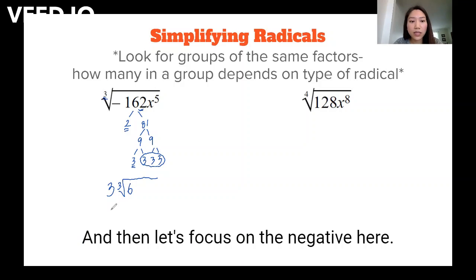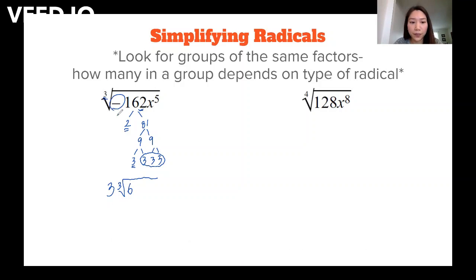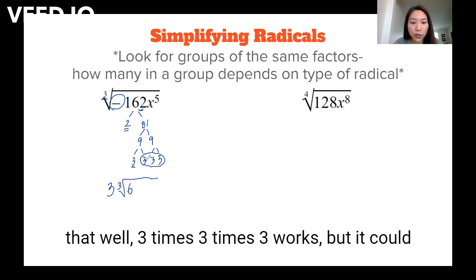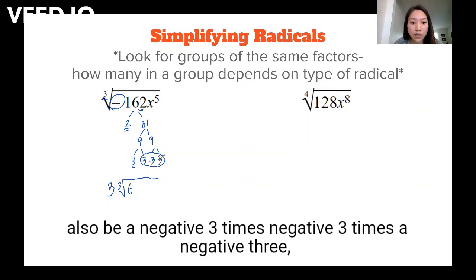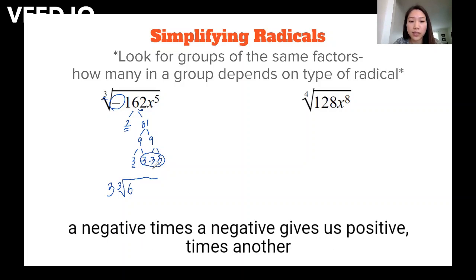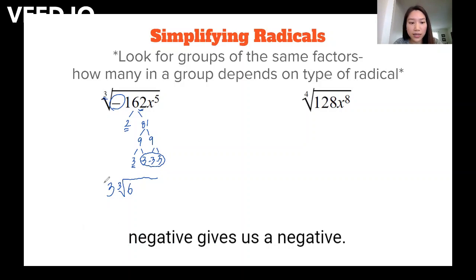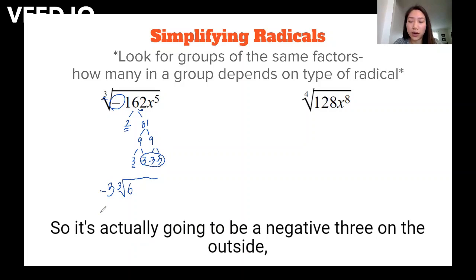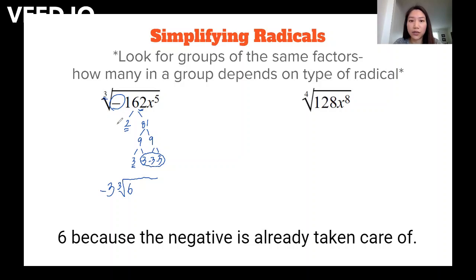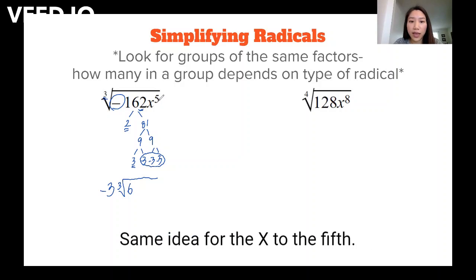And then let's focus on the negative here, okay? If you think about the 3s, you can actually think about, well, 3 times 3 times 3 works, but it could also be a negative 3 times a negative 3 times a negative 3, and that'll give us the negative 162, because a negative times a negative gives us positive, times another negative gives us a negative. So it's actually going to be a negative 3 on the outside. And on the inside, we're still going to leave it as a positive 6 because the negative is already taken care of.